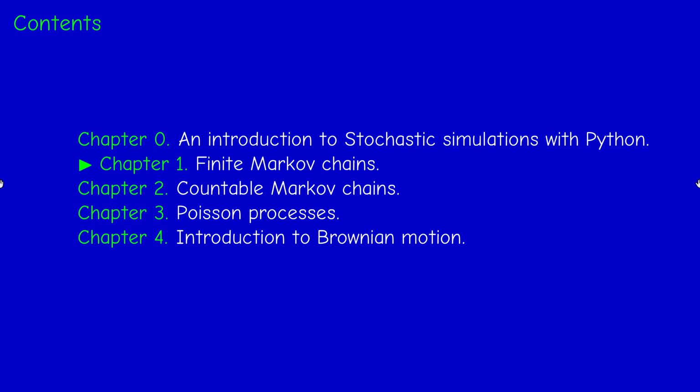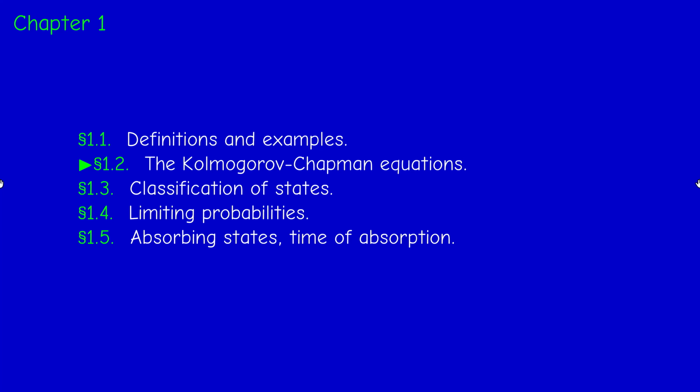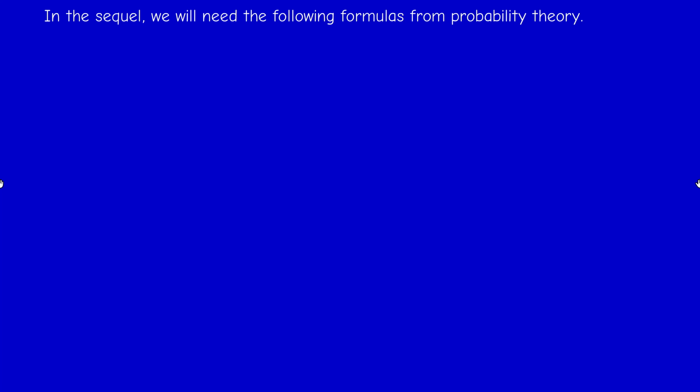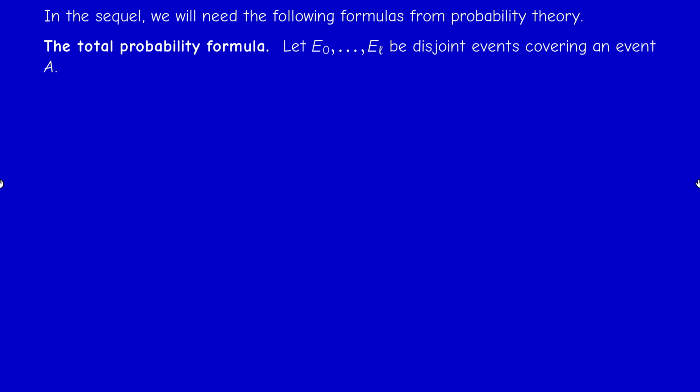So we are still in chapter 1 and now we move to section 1.2 on the Kolmogorov-Chapman equations, which is very important in computing probabilities related to Markov chains. Okay, so let us start by recalling two very important formulas that you may have encountered in a first course in probability. The total probability formula.